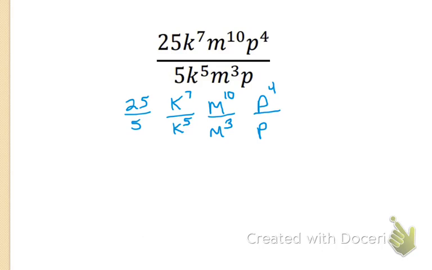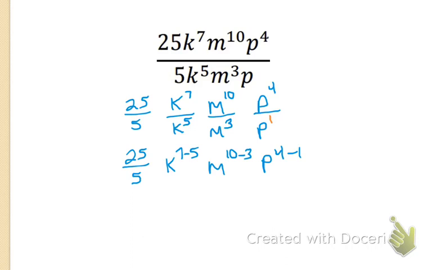Next, I'm going to use the quotient of powers property, which says, if they have the same base, subtract the exponents. With this first fraction, I cannot subtract them because 25 is not the same thing as 5. They're not the same base. So I'm going to leave the fraction the way it is. In my k case, however, I can subtract the powers. Same thing for my m. Same thing for my p. Just don't forget, this p in the denominator has a power of 1. So therefore, I subtract 1.